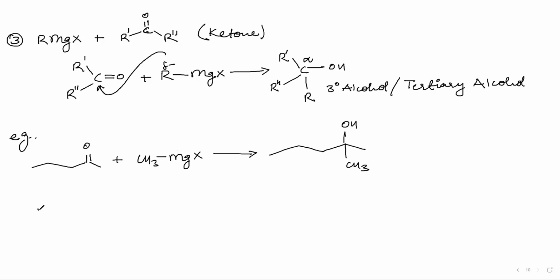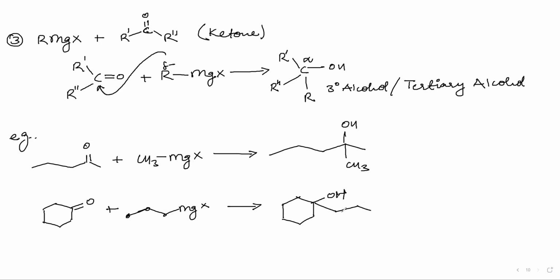Okay. Now if I have something like this, let us take a cyclic compound for a change. Double bond O, plus I have something like this. Let us take MgX. Now you should remember that this is 1 carbon, 2 carbon, 3 carbons, and I will be getting something like this: OH, and there will be 1 carbon, 2 carbon, and 3 carbons.